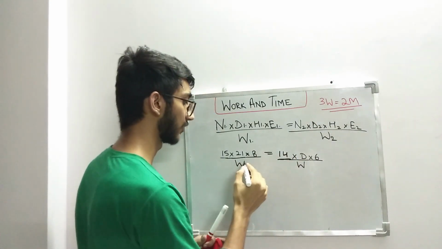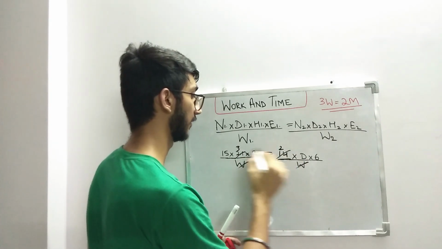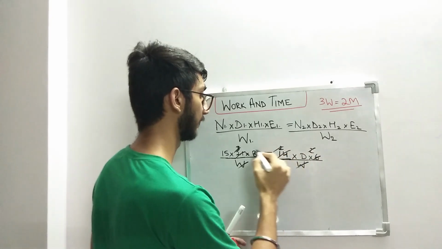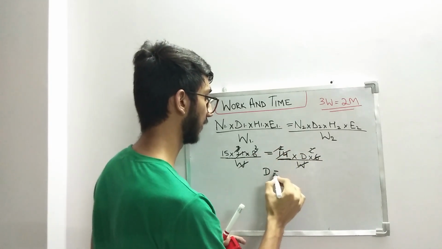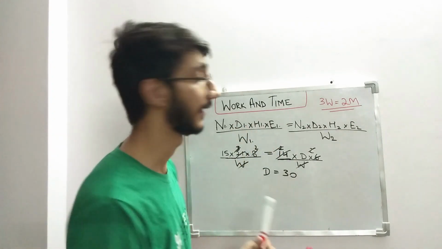So if I solve this question, W will cut out. So we have 7 2s are 3, that means 3, 2 2s are 4, and that means days will come out to be 30. That means the answer will be 30 days.